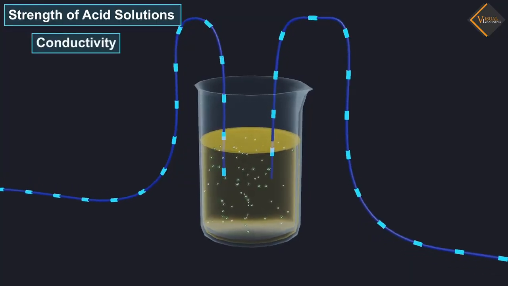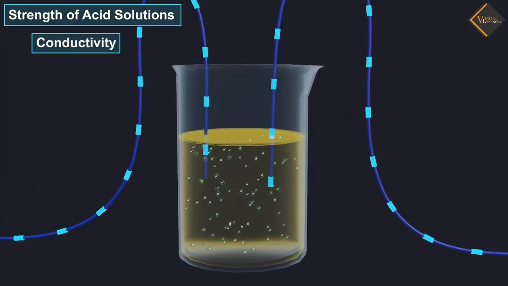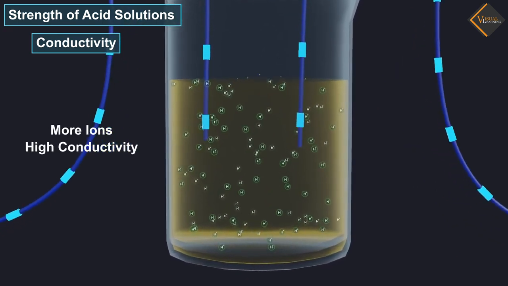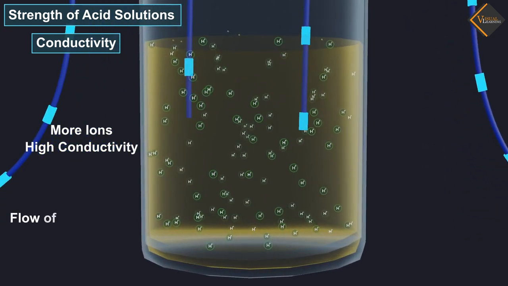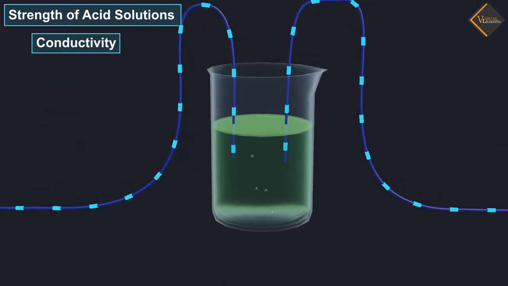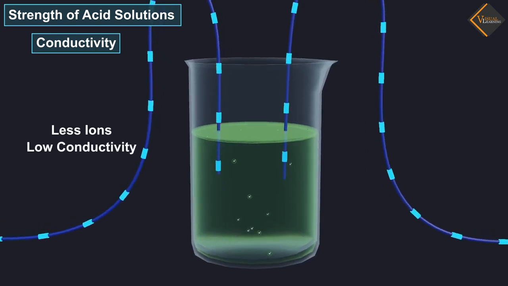Conductivity. Strong acid solutions conduct electricity because they completely dissociate into ions when dissolved in water. These ions enable the flow of electric current. Weak acid solutions conduct electricity to a lesser extent because only a small fraction of the acid molecules ionize into ions in solution.